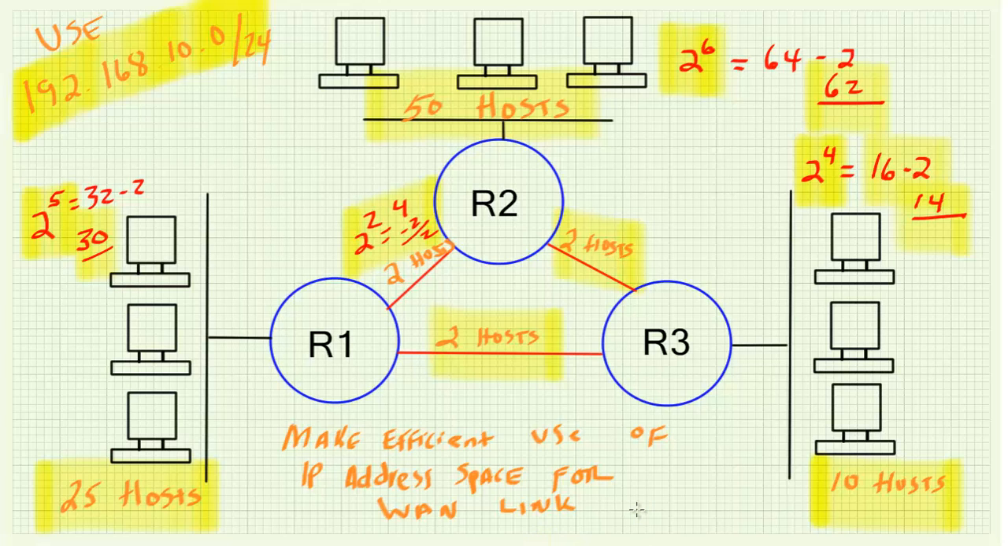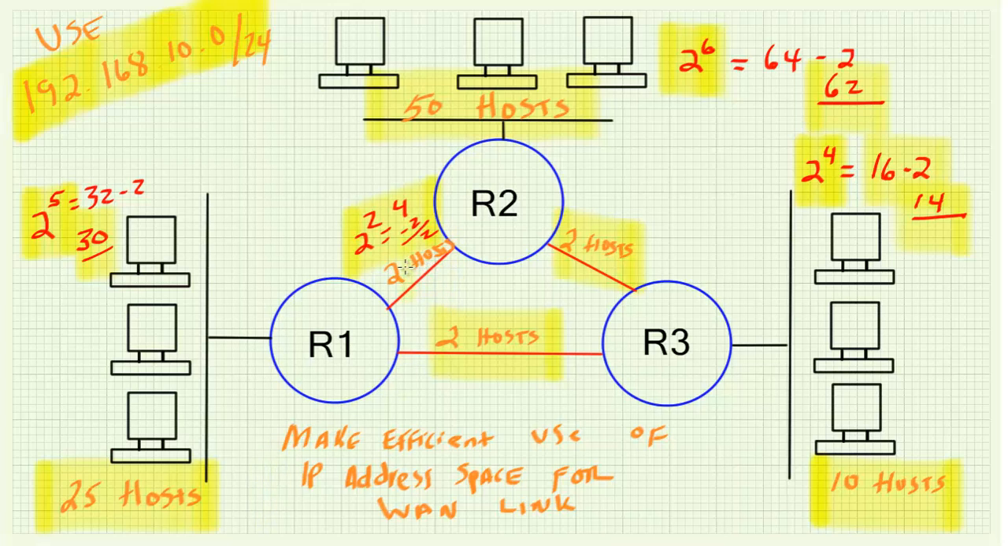For example, here in this larger location where 50 hosts are required, if we had only used 5 bits for the host portion, that would give us only 32 hosts, which would not be sufficient for the requirement. Going to 6 bits gives us 62 hosts. That's a few too many, but now we've got a little bit of room to expand.